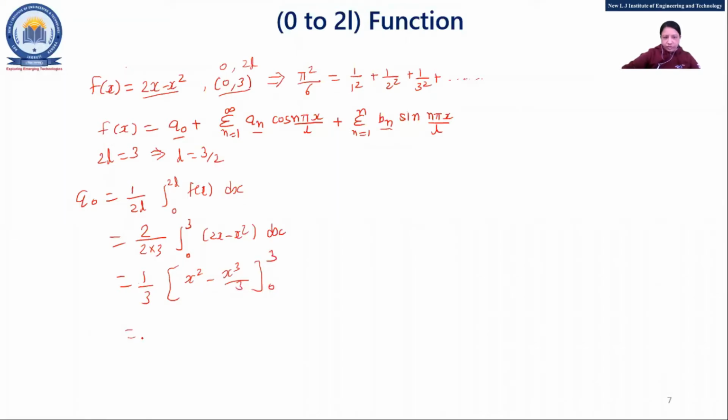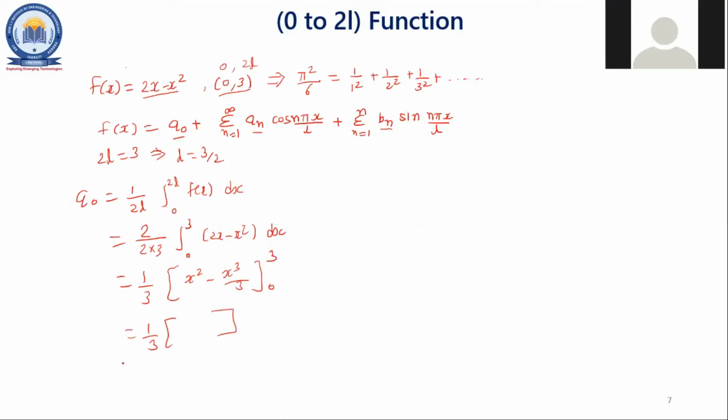So quickly solve it. Upper limit 3, lower limit 0. The answer of this. So, ma'am, answer will be 0. Answer of A0 is 0.